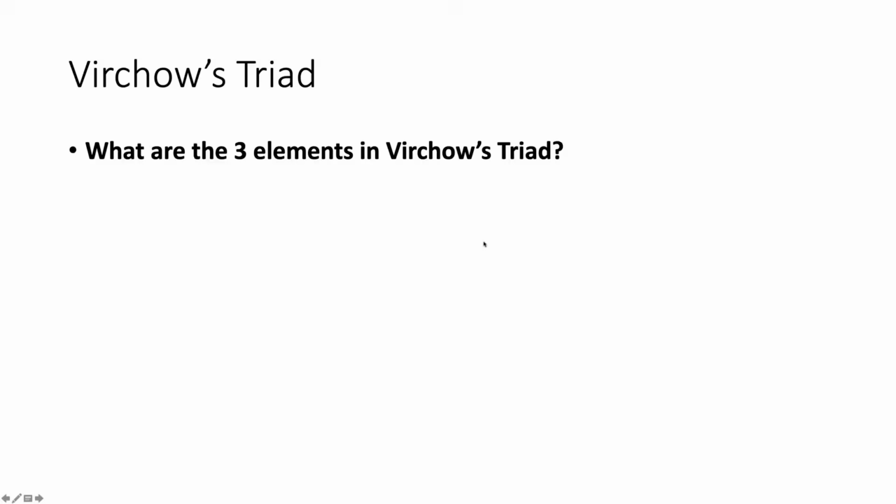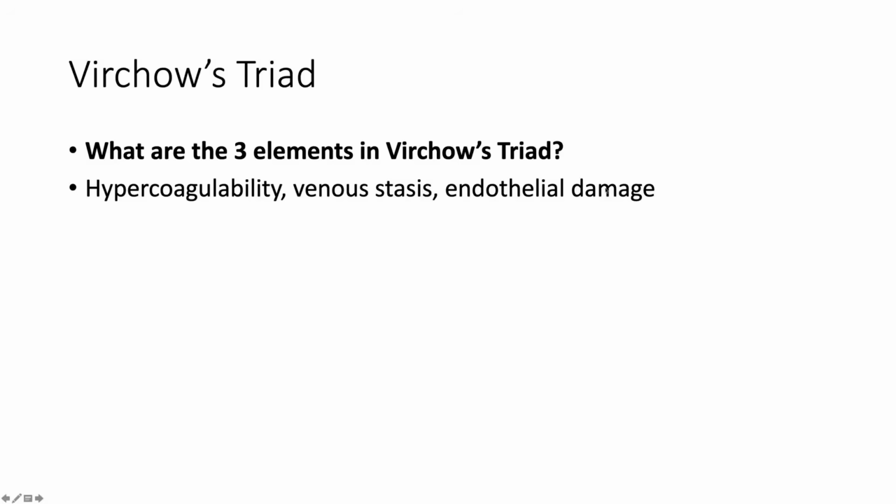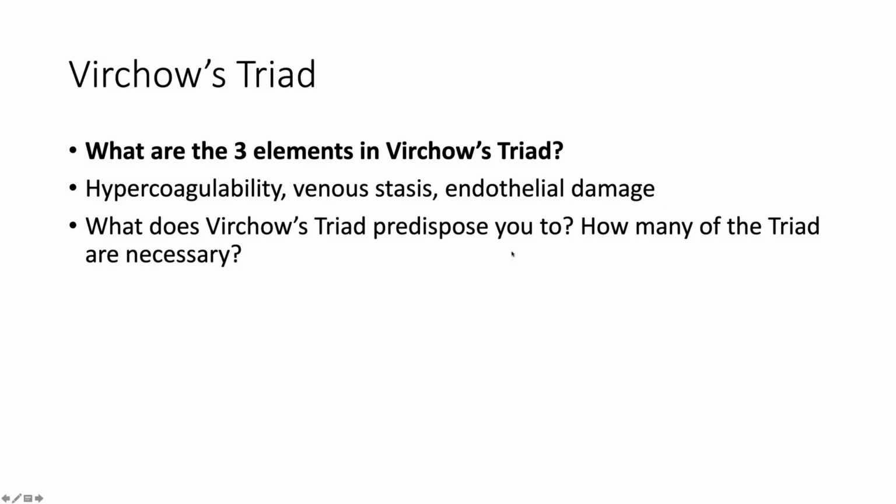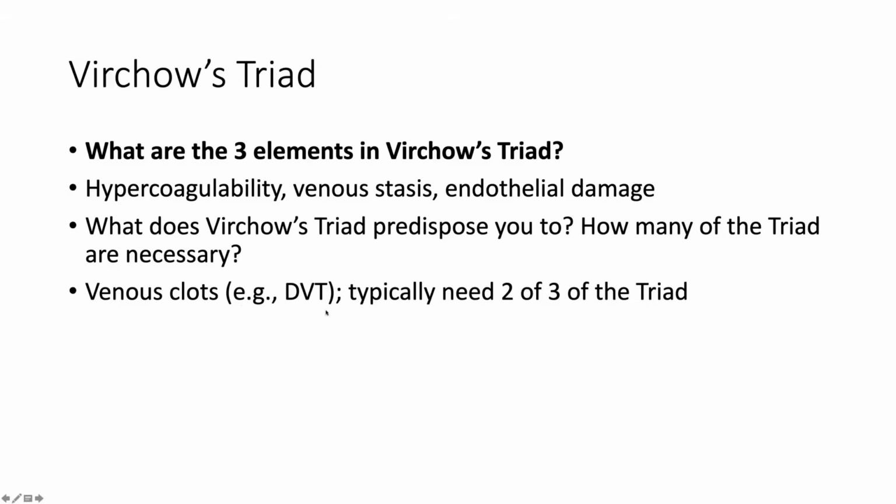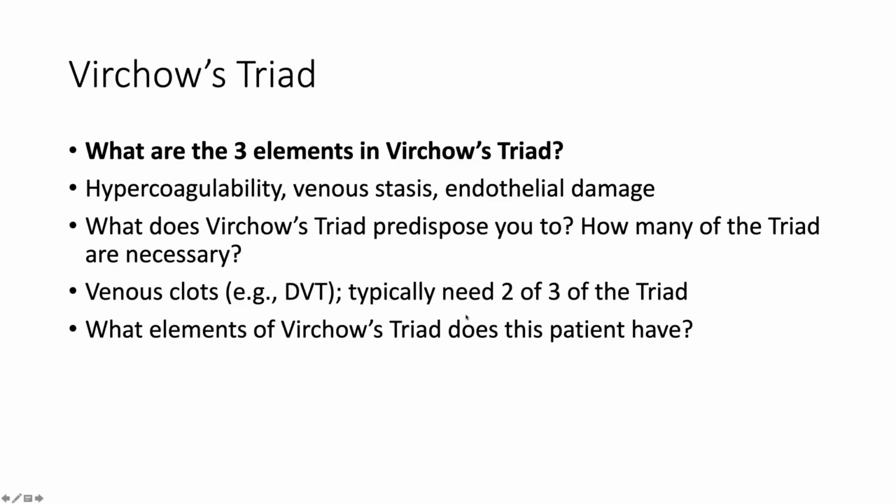Of Virchow's triad, what are the 3 elements? Hypercoagulability, venous stasis, and endothelial damage. Danielle, what does Virchow's triad predispose you to, and how many are necessary in order to be predisposed? Yeah, it'll predispose you to getting embolisms and PEs, and you need 2 of the factors. Yeah, it's basically venous clots, CVT. I typically need 2 out of the 3.